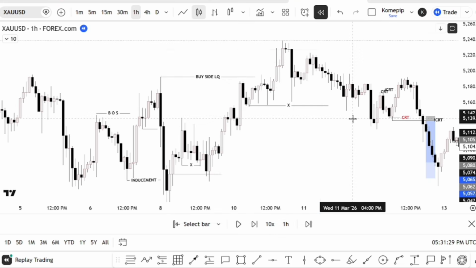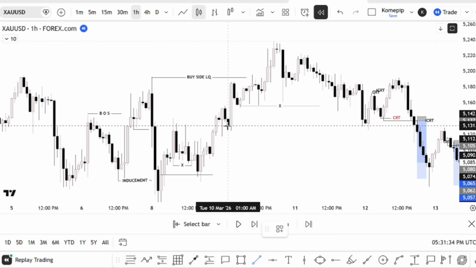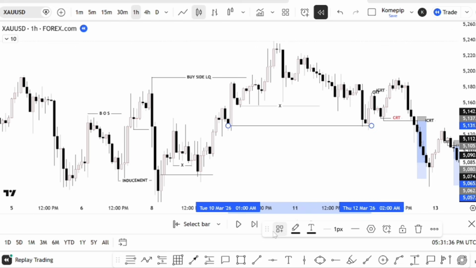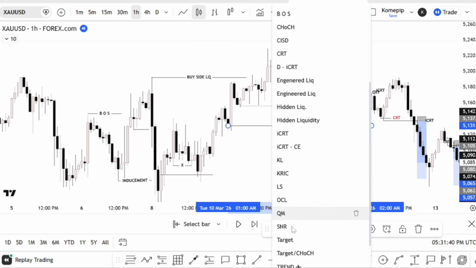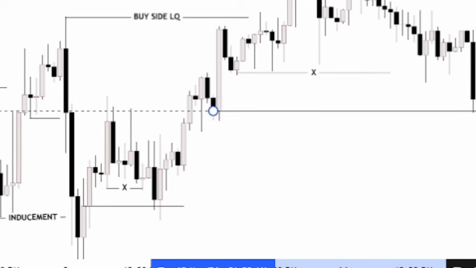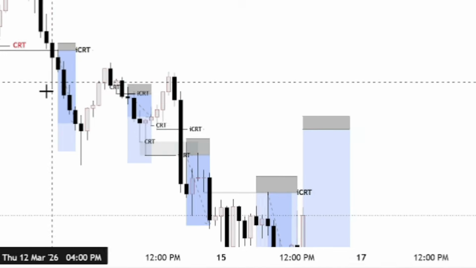This becomes the inducement, and what do you do? You enter from our key level, the MSNR key level, or you can enter from the Komepips iCRT key level, as the case may be. Don't worry, we are going to the chart right now and I will explain everything to us in detail.